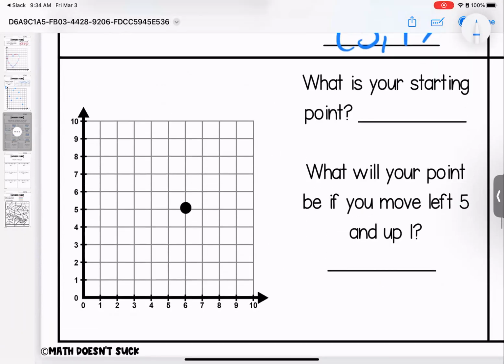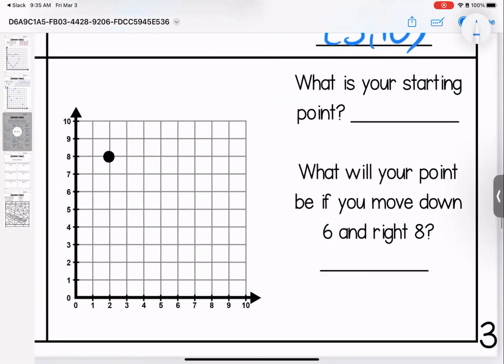Last row, what is your starting point? I'm at the 6 and the 5, so over 6, up 5. What will your point be if you move left 5 and up 1? So I'm going to go left 5, so from 6 to 1, and up 1. So over 1, up 6.